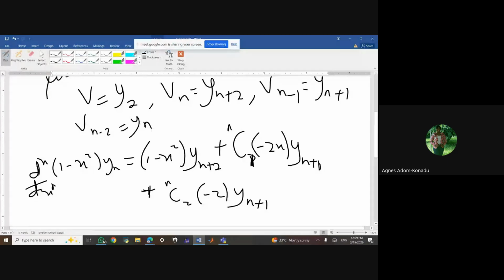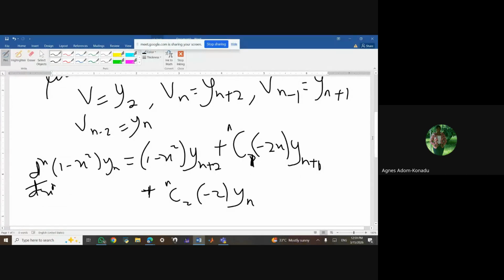So I go back, I substitute them in the function. I have n combination 2, the second differential of U, then the n minus 2 differential of V, which is y subscript n. So this is it.